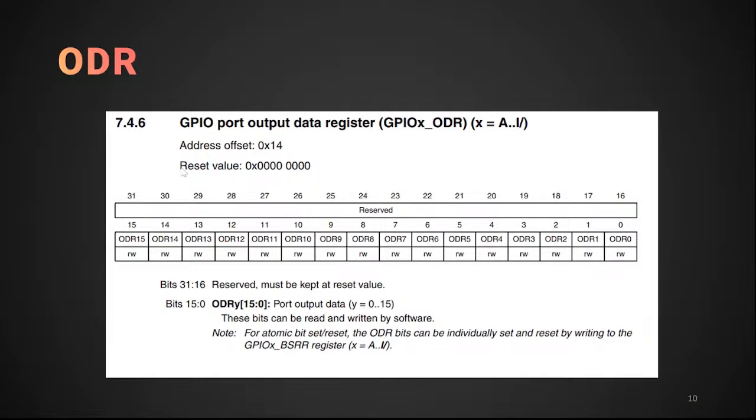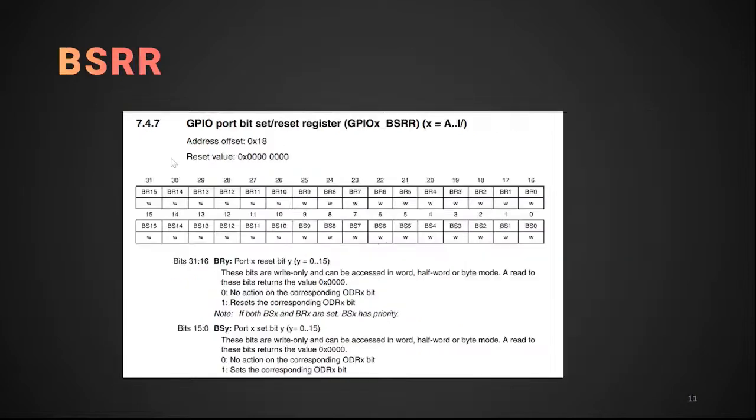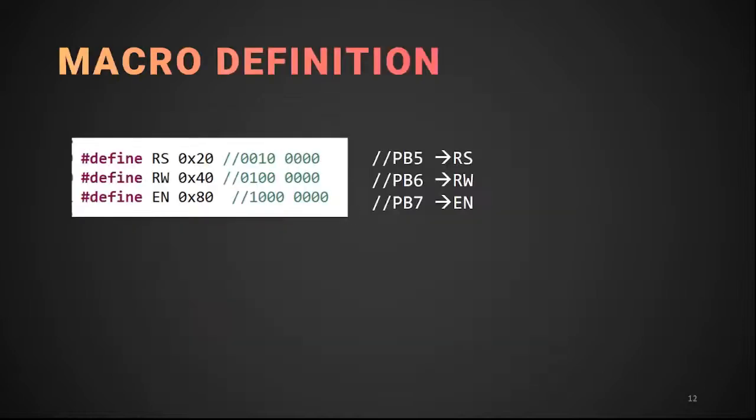Okay, the ODR, output data register, is used to send the data to the LCD. And the bit set register, BSRR, you can use for setting only a particular bit. You can use this for the control signals, for read/write, enable, or register select. So first I will explain the code on the presentation, and then we can go to the STM32, open a project, and I will write the code from scratch.